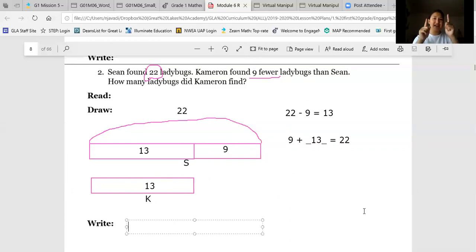Don't forget, let's write an answer statement. Pause and write your answer statement now. Nice job. Now that you did it, we are going to write it together. Cameron found 13 ladybugs. Nice job, Cameron.